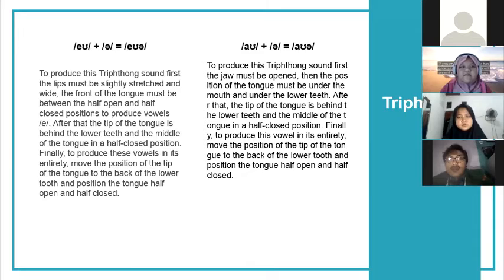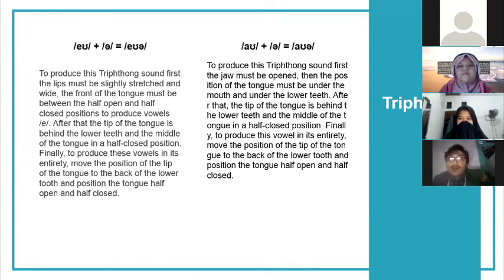All right, first is O plus E. To produce this triphthong sound, first the lips must be slightly stretched and wide. The front of the tongue must be between the half open and half closed position to produce the vowel E. After that, the tip of the tongue is behind the lower teeth and the middle of the tongue in the half closed position. Finally, to produce this vowel in its entirety, move the tip of the tongue to the back of the lower teeth and position the tongue half open and half closed.